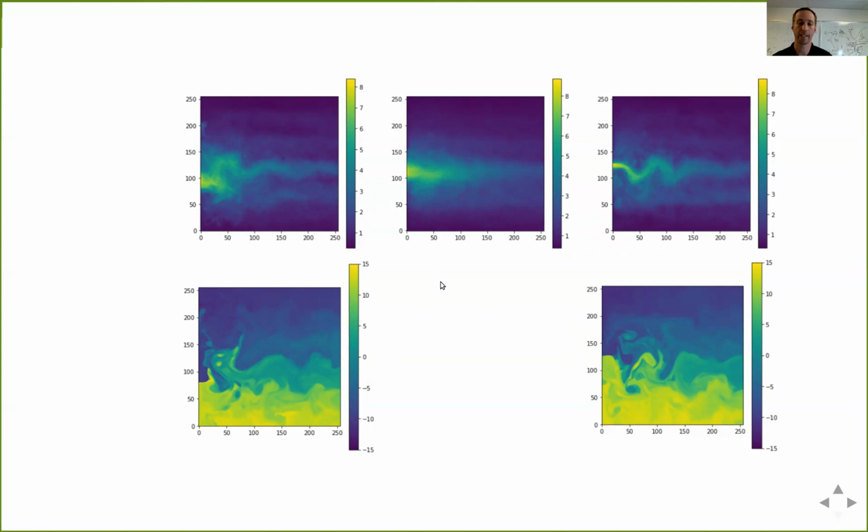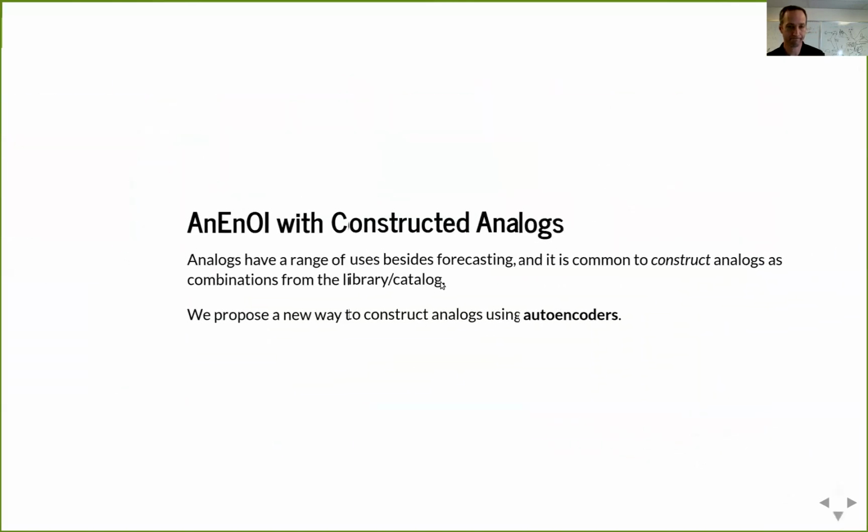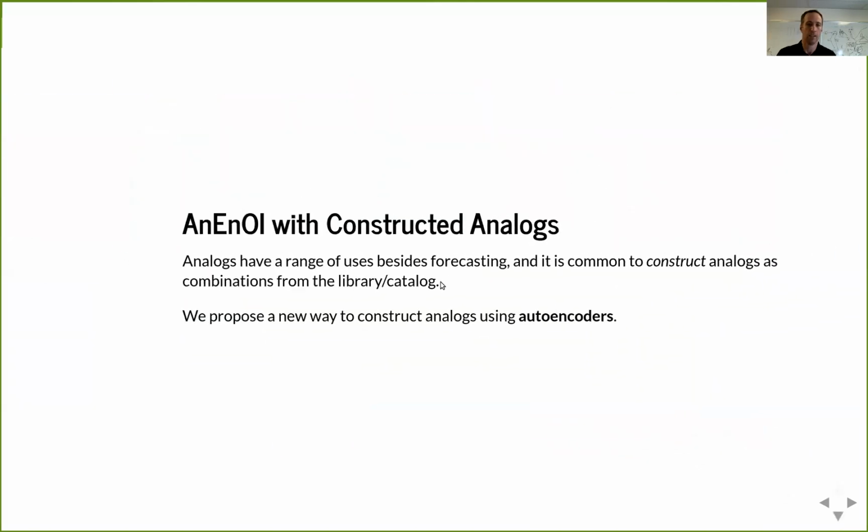That's just to illustrate what replacing a climatological ensemble by an analog ensemble does to the forecast error covariance matrix, specifically just the variance. All right, analogs have a lot of uses. I mentioned analog forecasting. You can also do downscaling and lots of other stuff. There's a big literature. One of the things that's common to do in that literature is to construct analogs.